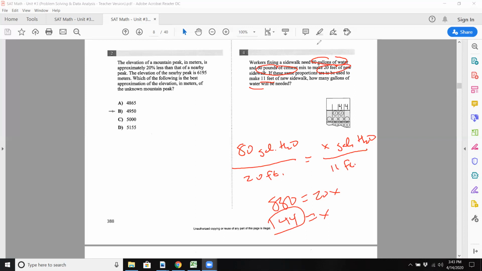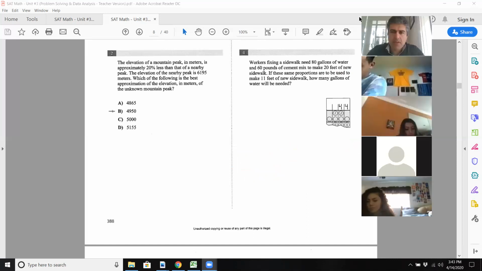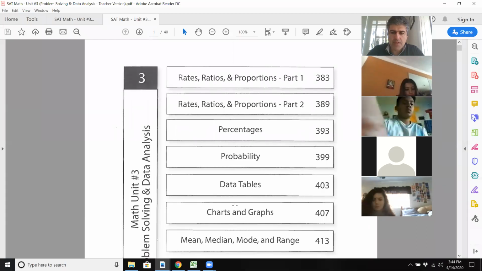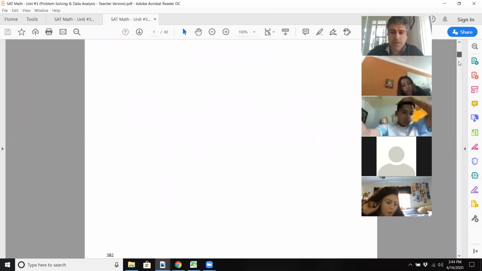Any questions about those? We're good? Okay. There's more, looking at the table of contents again, there's more in ratio proportions and obviously there's other stuff here. I want to jump to data tables because I do want to give you guys a break around 4 o'clock and we're not going to be able to go through all of these problems, but I want to talk about data tables and then mean, median, mode, range, and then give you guys a chance to do some practice with those two categories.